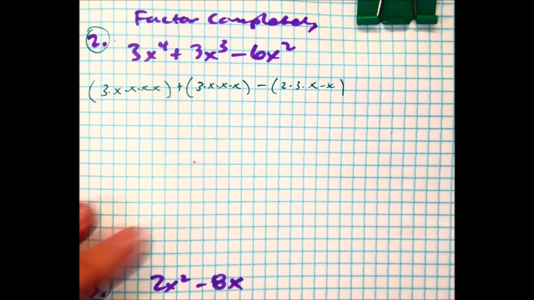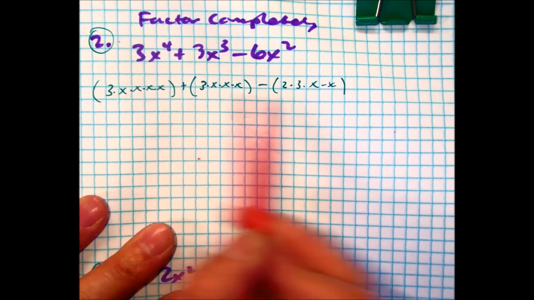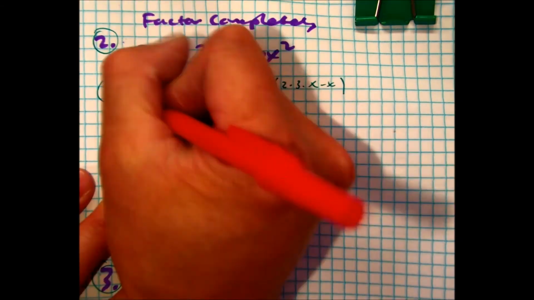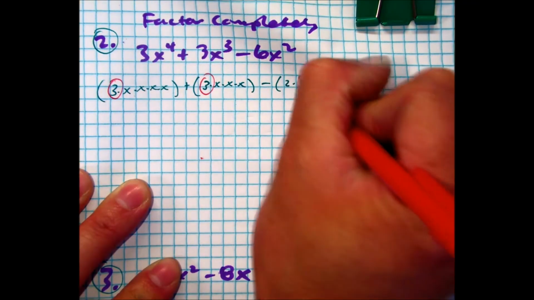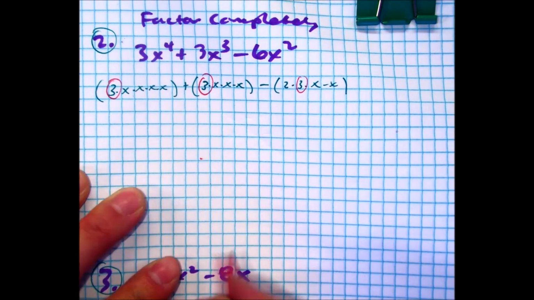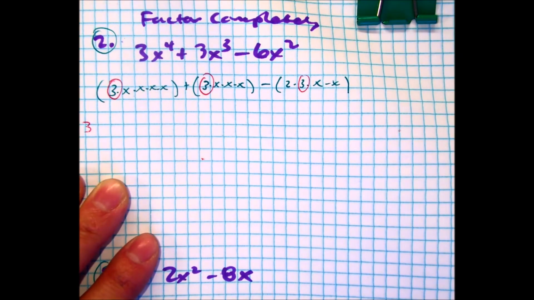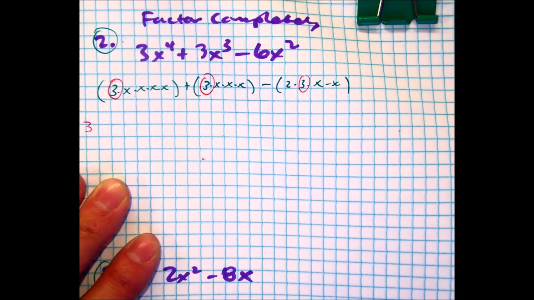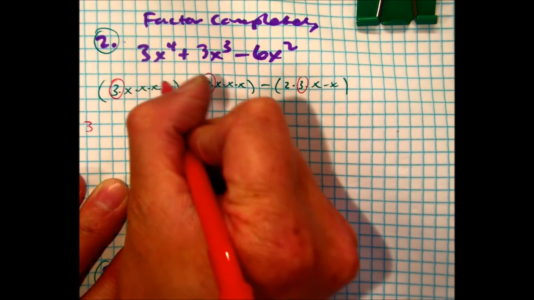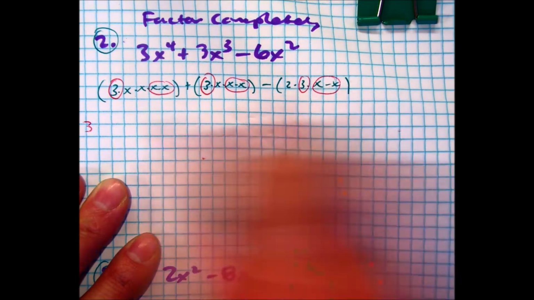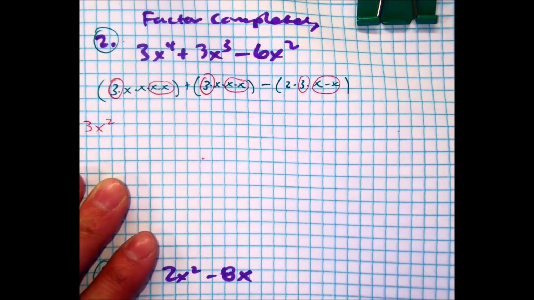Now look, pay attention. It has to be from all of these. What is one factor? 3. Each one of these has to have a 3. Look, 1, 3. What else? X squared, someone said, because there's 2 x's. X times x. X times x. X times x. You see that?